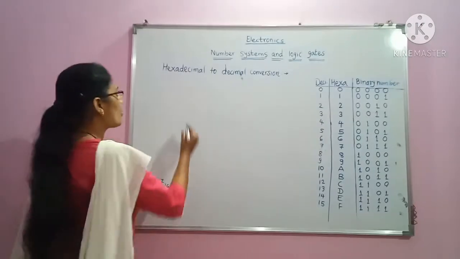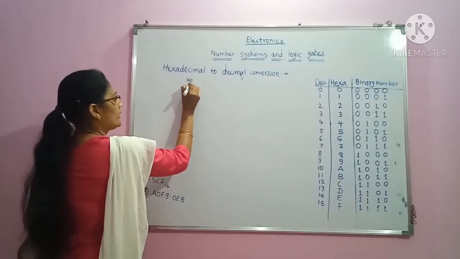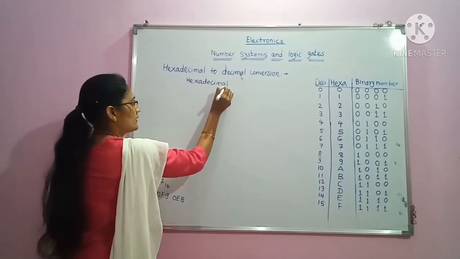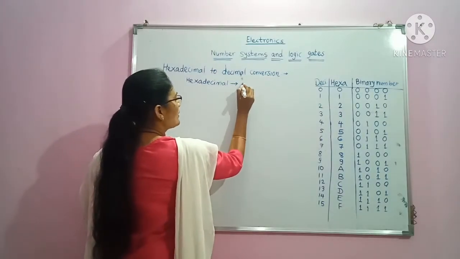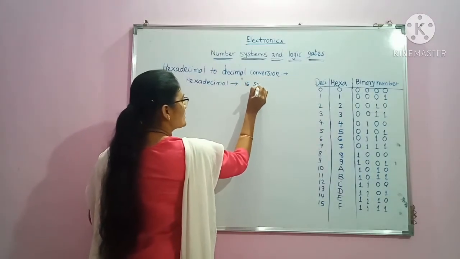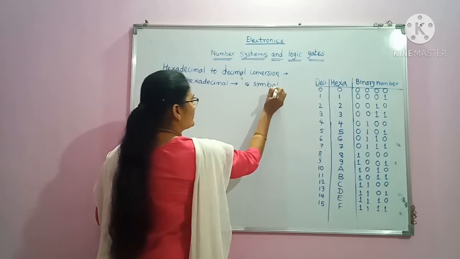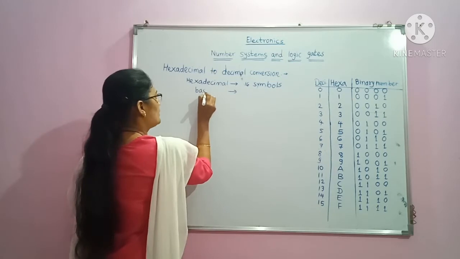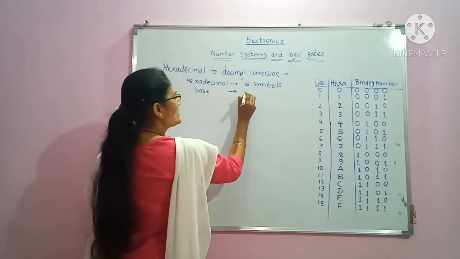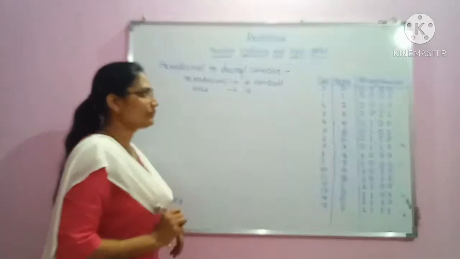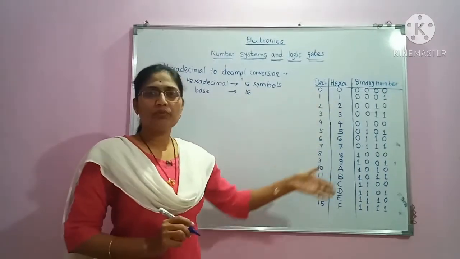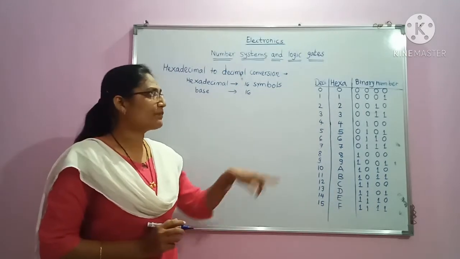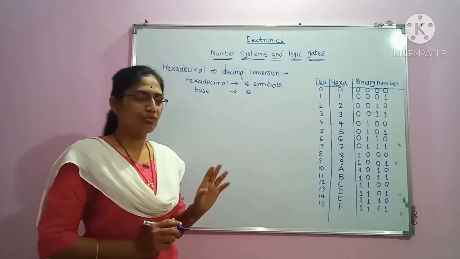Hence, there are 16 symbols in hexadecimal, and hence the base of hexadecimal number system is 16. In case of binary number system, I have already told you that there are only two symbols, and hence the base of binary number system is 2.